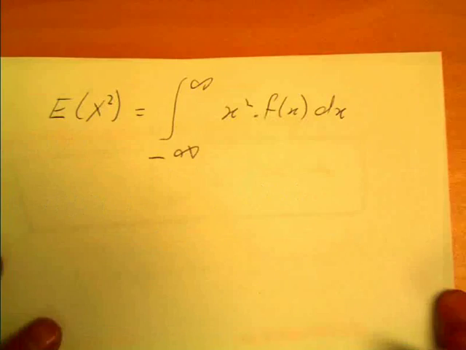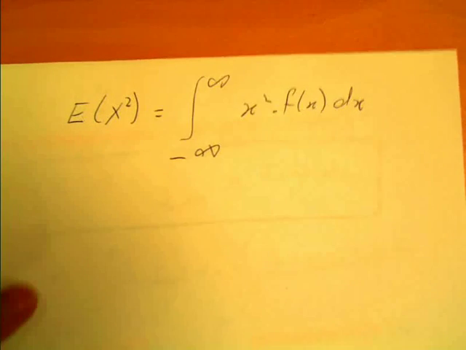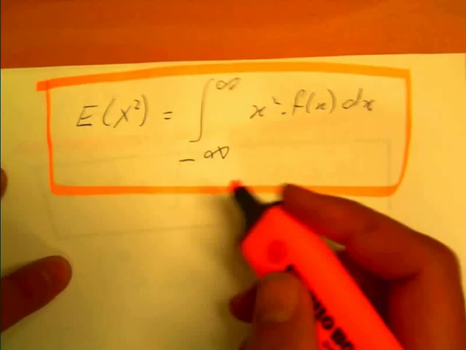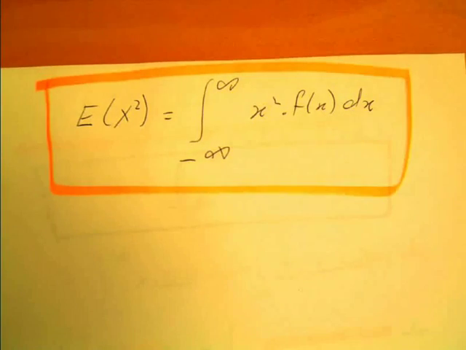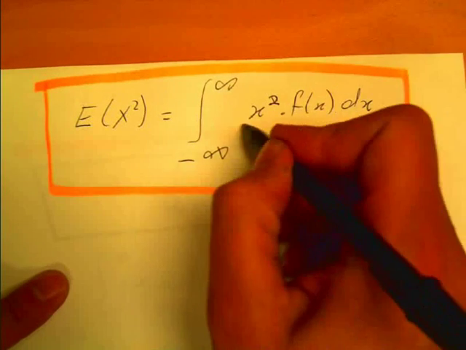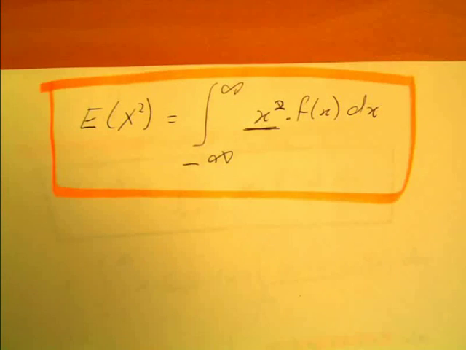You may also be asked to find E of x squared, the expected value of x squared. And in that case, you would use this formula. You'd carry out the same steps as before, but now you'd be multiplying the two parts of f of x by x squared, not x. Have a go at that. Tell me what you get.